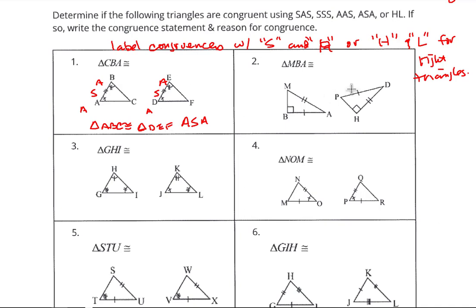If we look at number 2, we have two right triangles, so we're thinking about maybe hypotenuse leg, and we see that the two hypotenuses are not marked congruent with each other. MA is the hypotenuse of the triangle MBA, but PD is actually the hypotenuse of triangle HPD, so we can't say that those two triangles are congruent to each other. So those two triangles are not congruent by hypotenuse leg, even though I mistakenly said that they were.